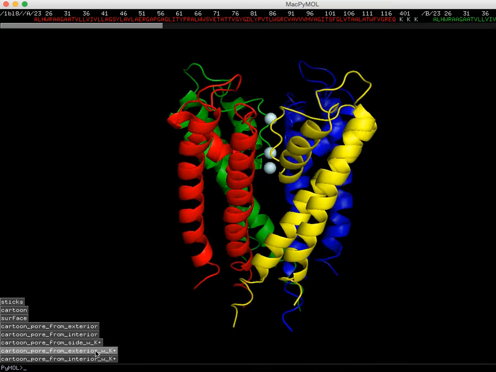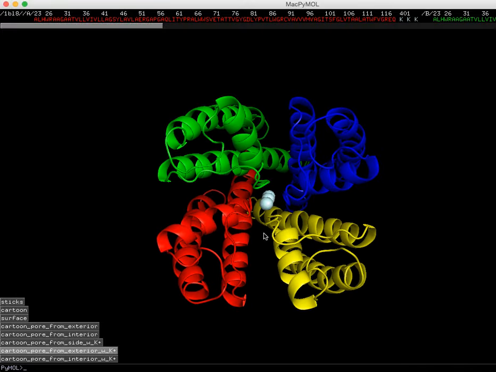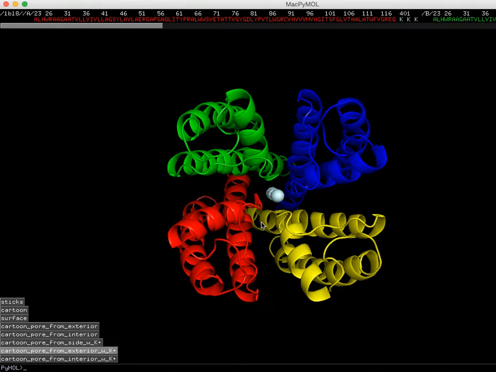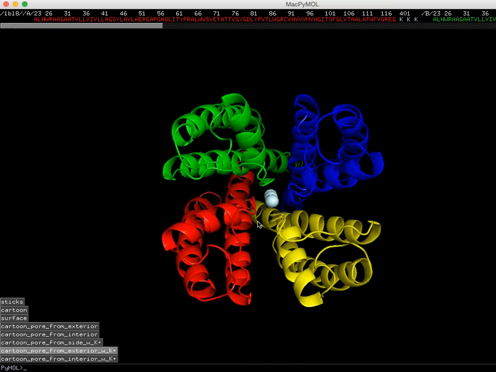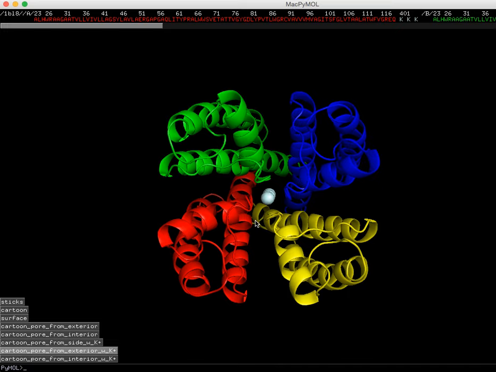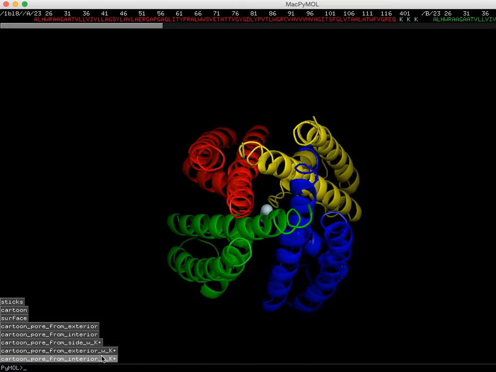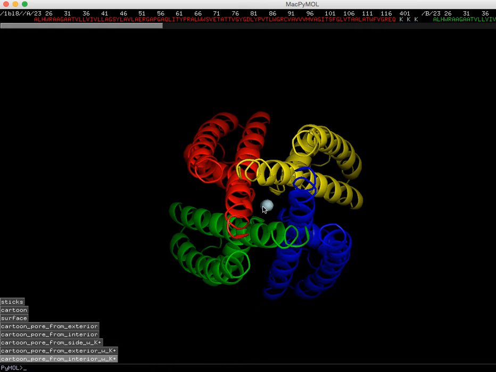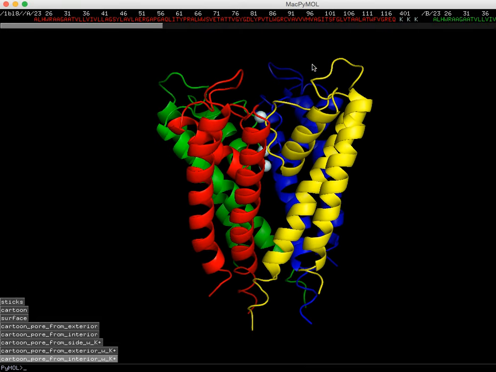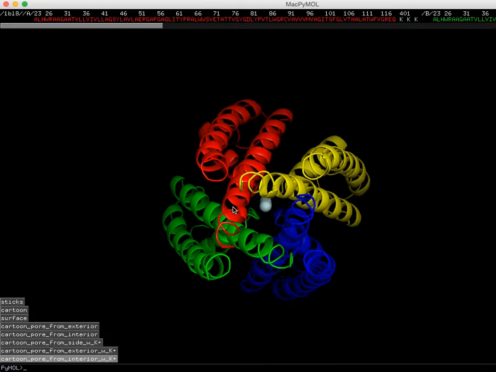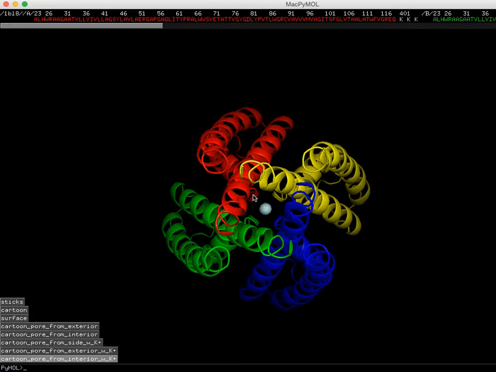Let's tip it and look from the exterior. Here we can see they're lined up really nicely, and the pore is pretty tight, right? They fit in there really snugly, and that's important for selectivity. We can tip it again and look at it from the interior, and again we can see them lined up in a row. So the idea, if I tip it back, is that this is how ions get from outside of the cell through the membrane down inside of the cell. And that's how they're selective.